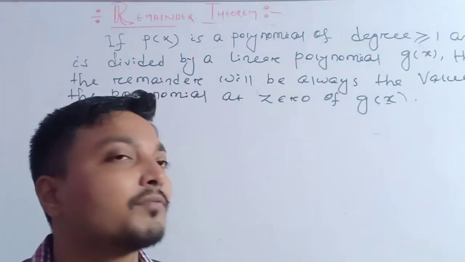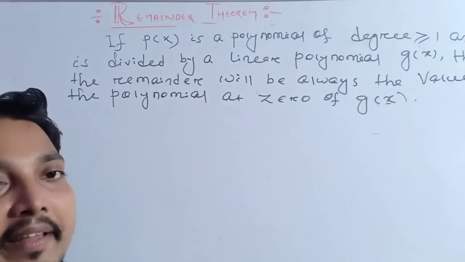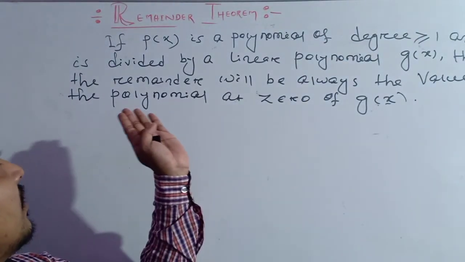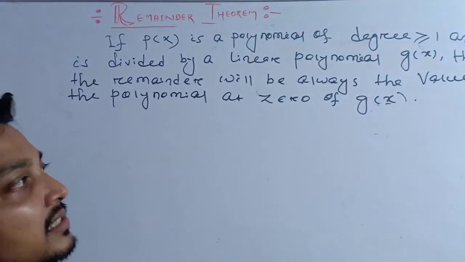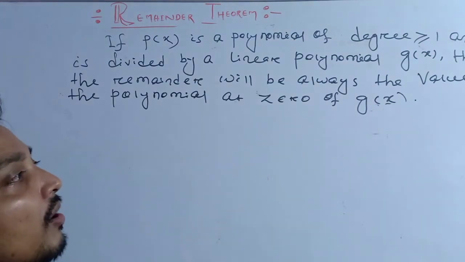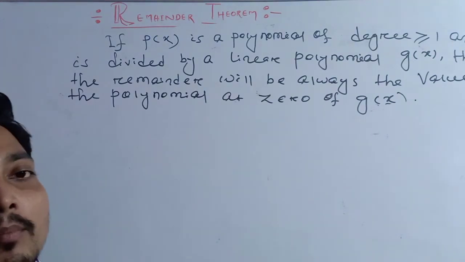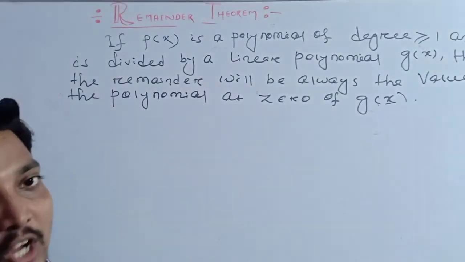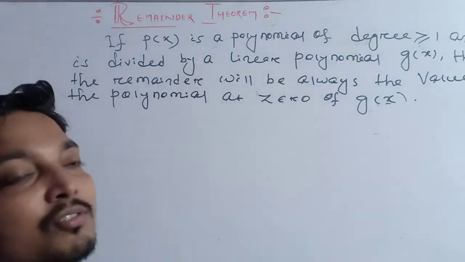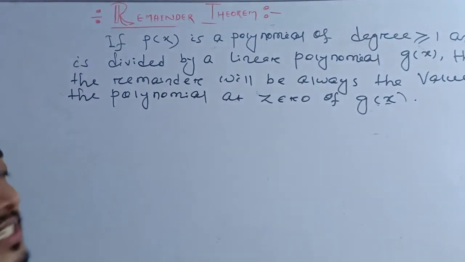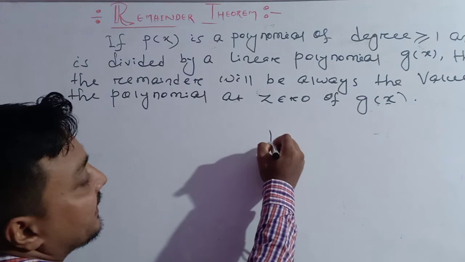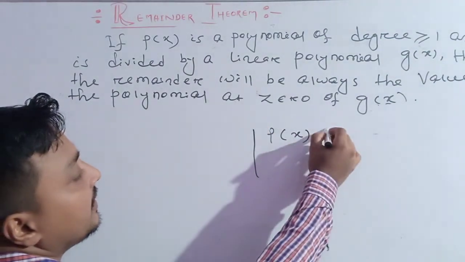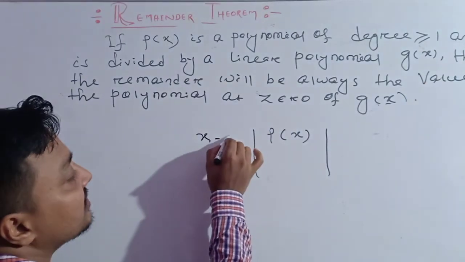I said here, if p(x) is a polynomial whose degree is greater than or equal to 1 and it is divided by the linear polynomial g(x), then the remainder will be the value of the polynomial at the zero of the divisor, otherwise at the zero of g(x). Understood or not understood? The same thing I will tell you in another way also, you just have to remember. Once again, suppose here is p(x), one of the polynomials, and here is the linear polynomial.